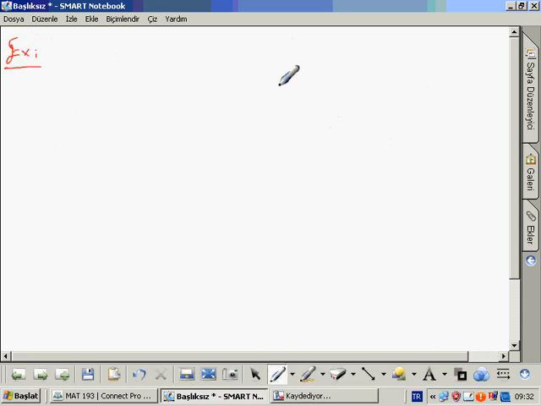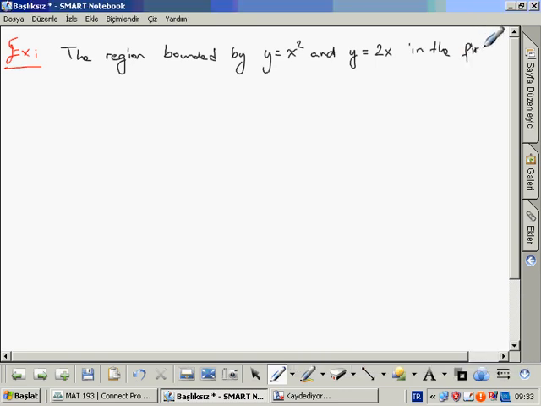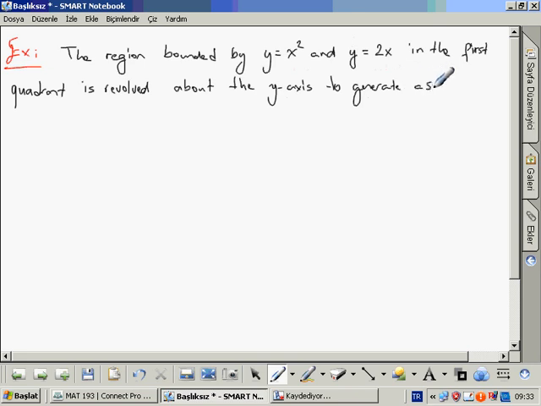The region bounded by y equals x squared and y equals 2x in the first quadrant is revolved about the y-axis to generate a solid. Find the volume.